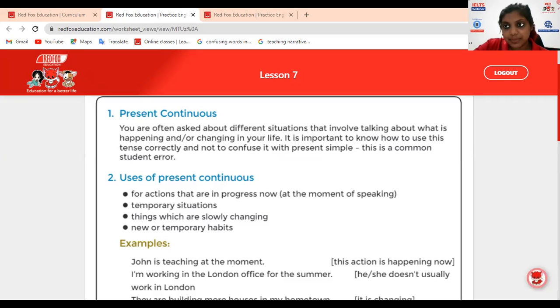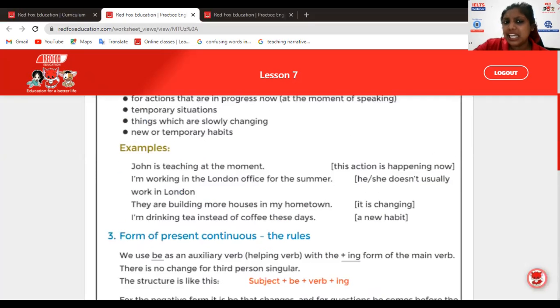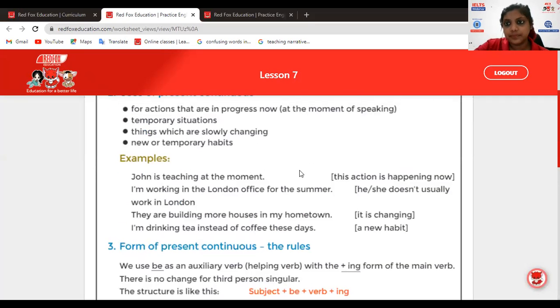So let's look at examples. Would anybody like to read out the examples? Or should I go ahead and do it myself? Okay, yes, please do. John is teaching at the moment. Yes, very nice. The next one. John is teaching at the moment.